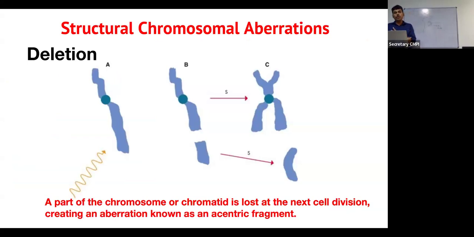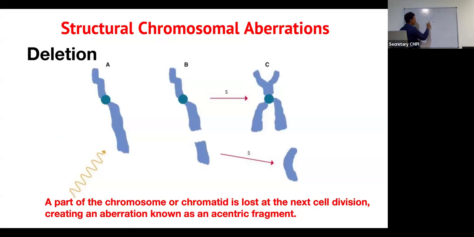Structural changes, there are different abnormalities. Number one is called the deletion. It's very, very easy to understand what is deletion. I just draw the picture of one chromosome. For example, this is the central part of the chromosome, we call it a centromere. And these are called chromatids. So a chromosome looks like this.